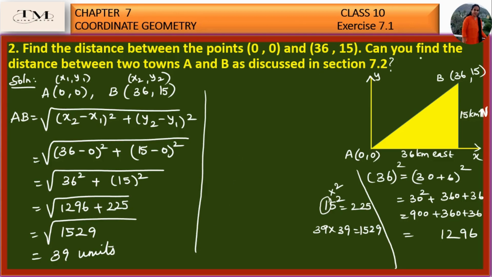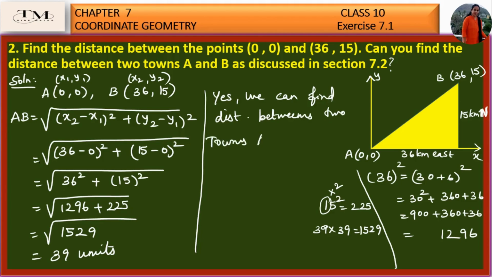Then what is the second question? Can you find the distance between two towns? A is nothing but 0, 0 and B is nothing but 36, 15. So we can write that, yes, we can find the distance between the two towns A and B because they are the same as 0, 0 and 36, 15. So the distance between the two towns is 39 kilometers. Okay, children, I hope you can understand this problem.